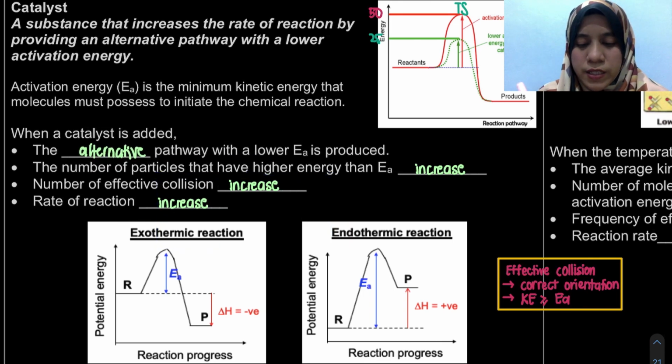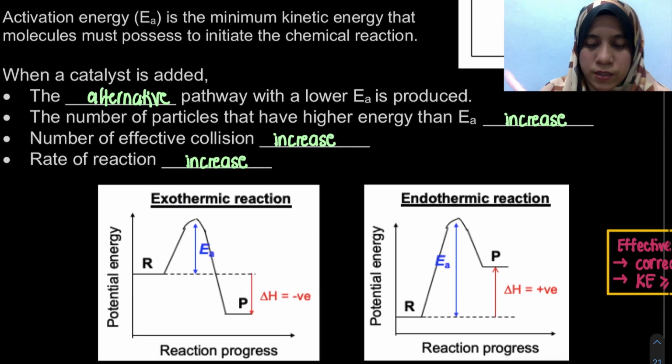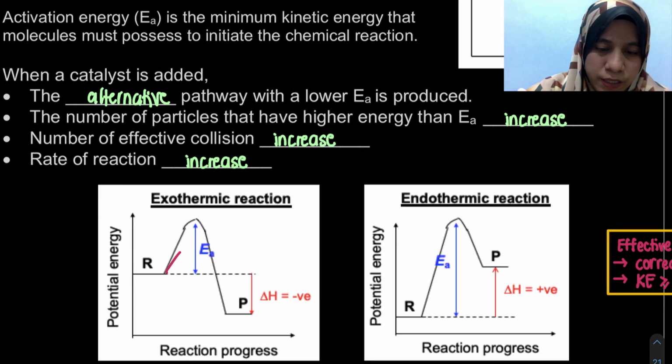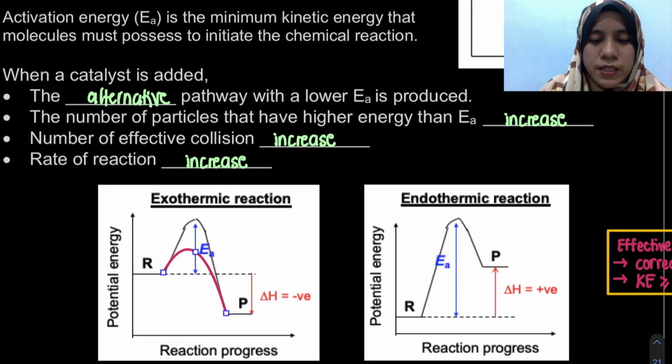So here is actually our energy profile diagram for exothermic and endothermic. Here I'm just going to write down. This is the original one. When we have a catalyst, what will be our alternative pathway? It means that it has a lower activation energy. Alternative pathway with a lower activation energy. So this is actually the example.